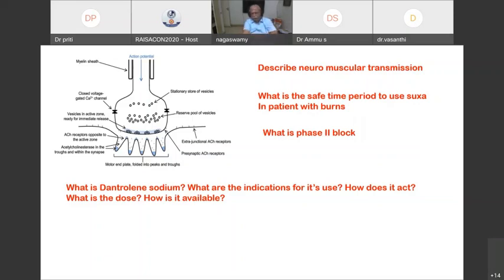What nature of drug is it? What category of drug does it belong to? Dantrolene sodium. It's also a muscle relaxant. Even though you commonly use depolarizing and non-depolarizing muscle relaxants, dantrolene sodium also does the same thing, but in a different mechanism. So, what does it do in malignant hyperthermia? What is exactly the pathophysiology of malignant hyperthermia?